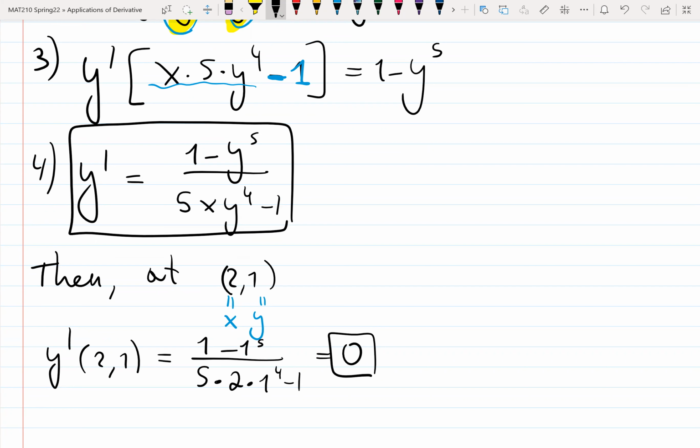That's it. Practice implicit differentiation. I have lots of videos on this, and you cannot do it just watching me doing it. You have to practice yourself. So this is good enough.